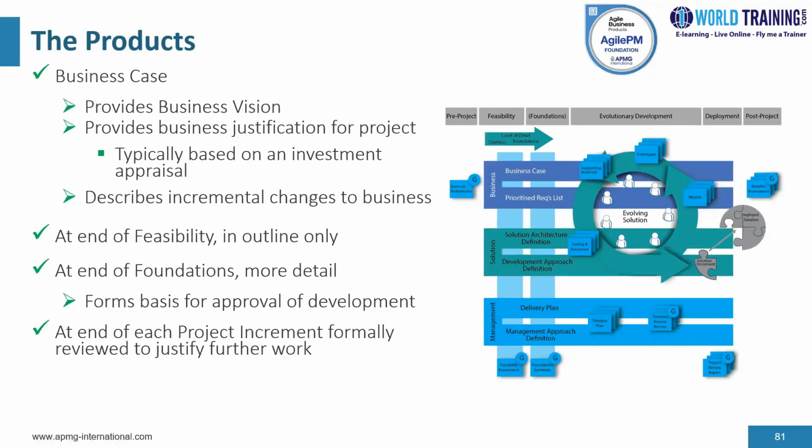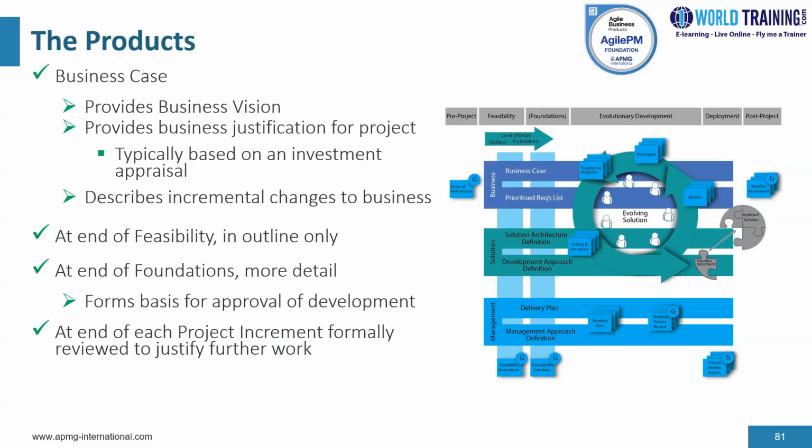And then we move on to the next one, which is the business case product. Business case provides a vision and a justification for the project from a business perspective. The business vision describes a changed business as it is expected to be incrementally and at the end of the project. The justification for the project is typically based on an investment appraisal determining whether the value of the solution to be delivered by the project warrants the cost to produce, support, and maintain it into the future, all within an acceptable level of risk.